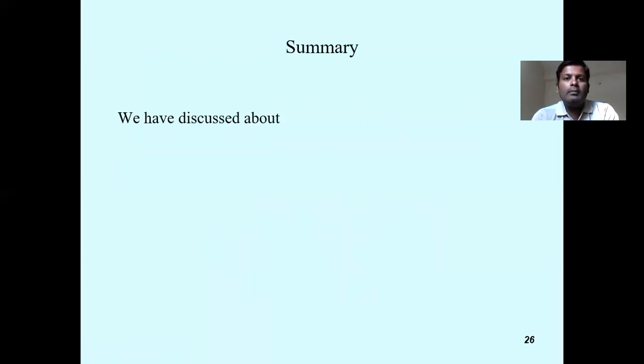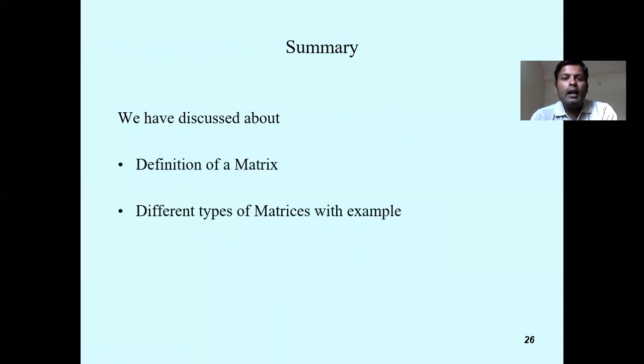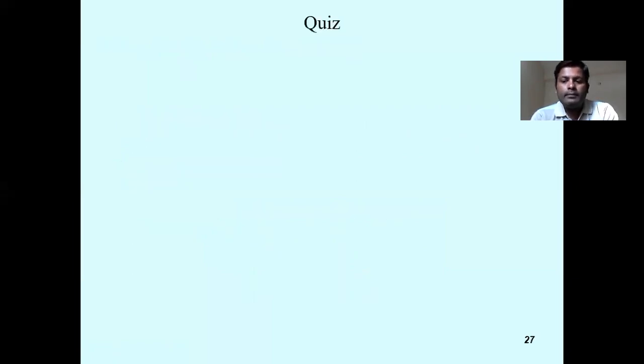Now we go to the summary. We have discussed the definition of matrix and different types of matrices with examples. We go to the quiz.